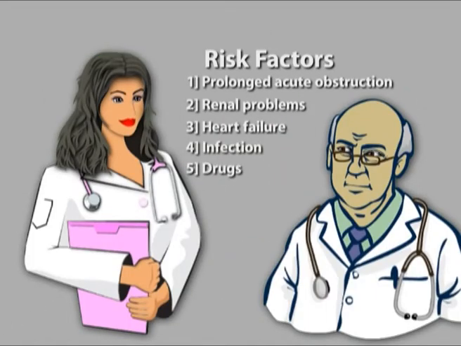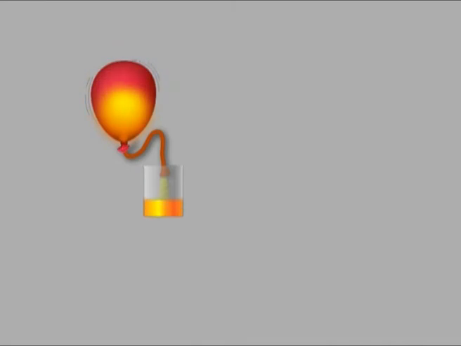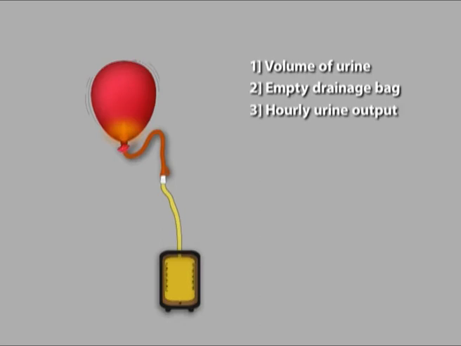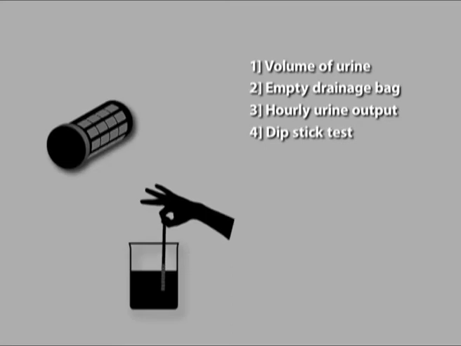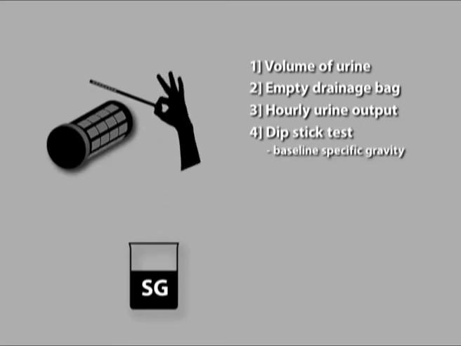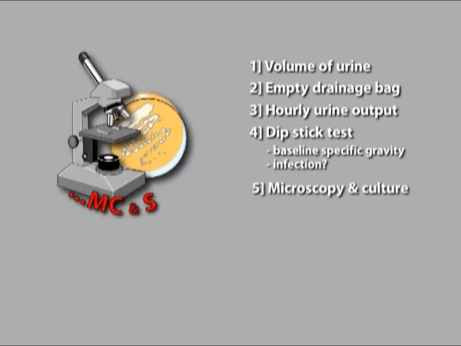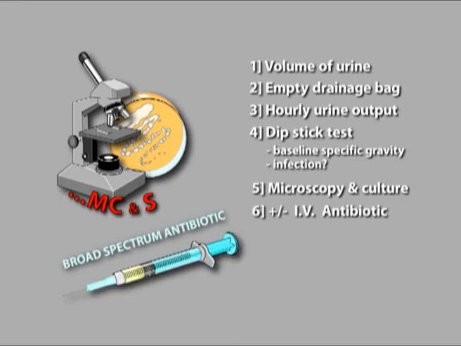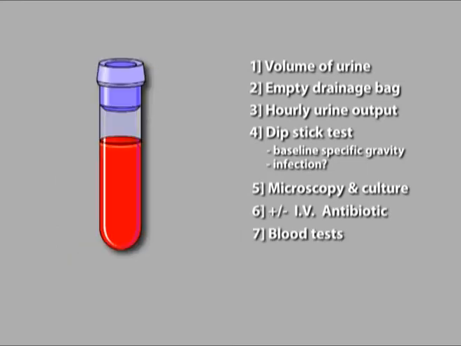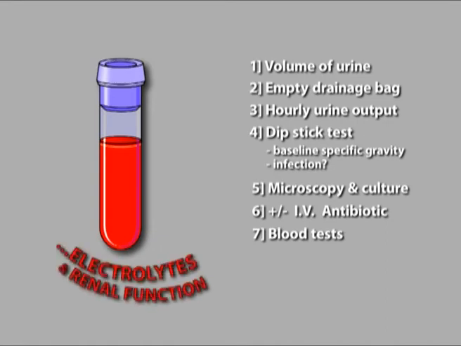Well, clearly, Prof, all these potential problems can be rapidly identified at the time of presentation. Absolutely. As soon as the catheter is placed, the volume of urine is measured and an empty drainage bag attached so that an accurate measure of the subsequent urine output can be recorded. The urine is dipstick tested to establish the baseline specific gravity and for the possibility of infection. We always send the urine for formal microscopy and culture, and if there is any likelihood of infection, a broad spectrum antibiotic is commenced. Blood tests are sent to establish both the electrolyte status and renal function.